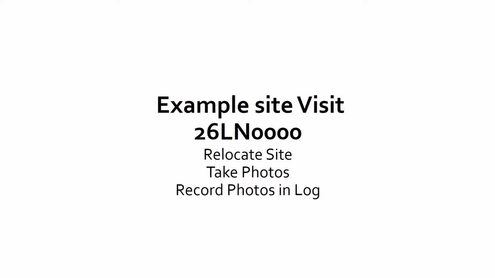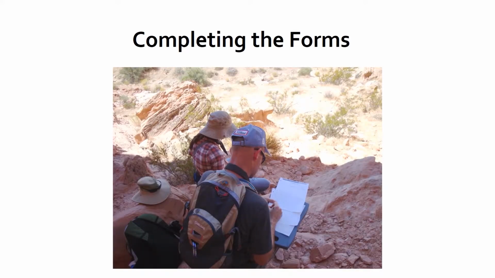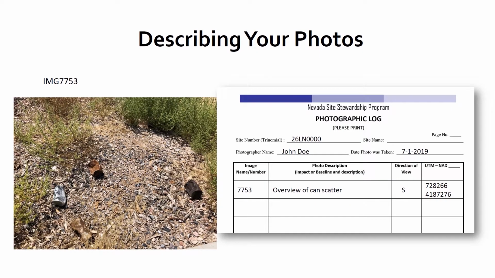So if you take out your baseline for site number 26LN0000, you can see the site record that contains all of the information. Now we're going to pretend that you went out and took these photographs and that you have to complete the forms. So you're going to see that you have a photographic log. Complete the top portion of the photographic log with your name as the photographer and today's date.